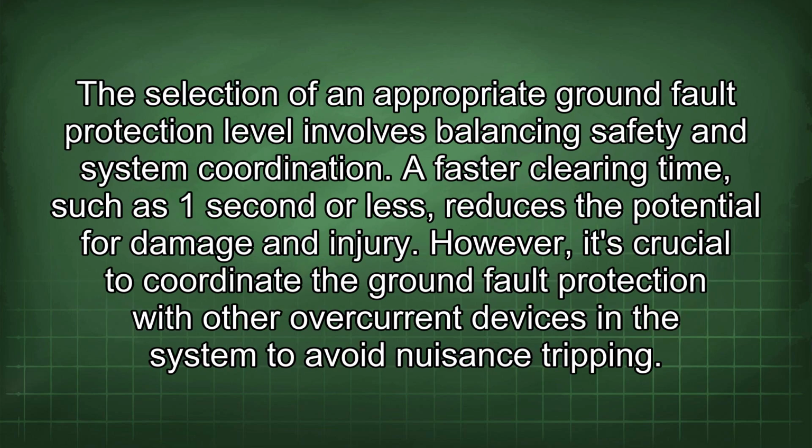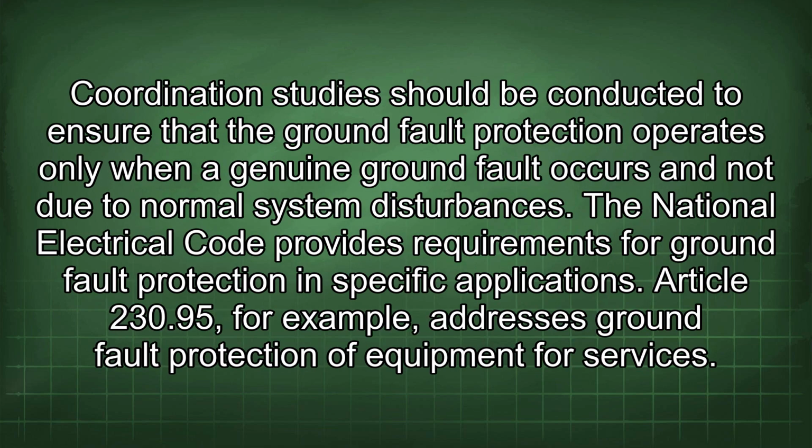The selection of an appropriate ground fault protection level involves balancing safety and system coordination. A faster clearing time, such as 1 second or less, reduces the potential for damage and injury. However, it's crucial to coordinate the ground fault protection with other overcurrent devices in the system to avoid nuisance tripping. Coordination studies should be conducted to ensure that the ground fault protection operates only when a genuine ground fault occurs and not due to normal system disturbances.